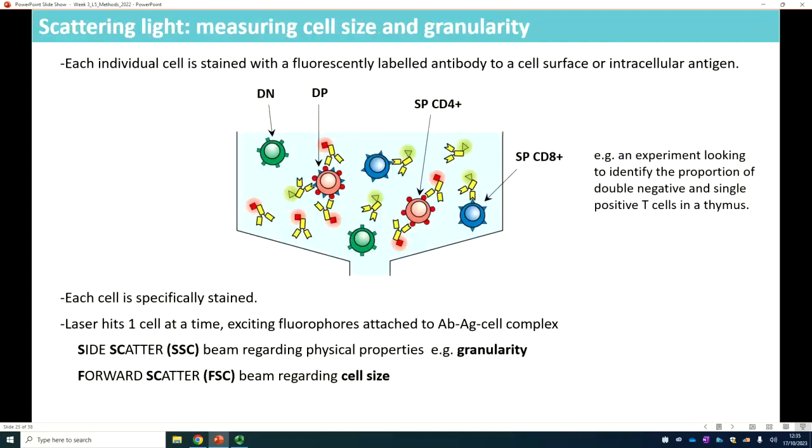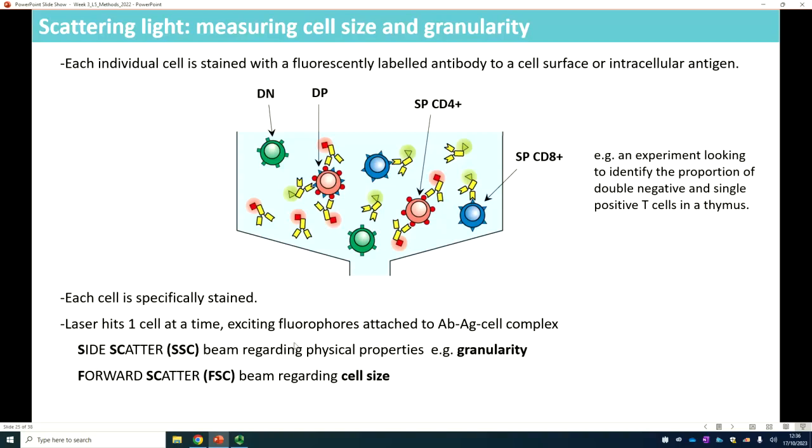So in this example here, we have our cells, and we've added antibodies against different markers. So this is an experiment to look at identifying the proportion of double negative cells, double positive cells, as well as single positive CD4 or CD8 positive cells. So each individual cell is stained with a fluorescently labelled antibody that recognises either CD4 or CD8. And the laser will hit one cell at a time, and then that data will be fed back into the computer. What data you also receive back is side scatter and forward scatter.